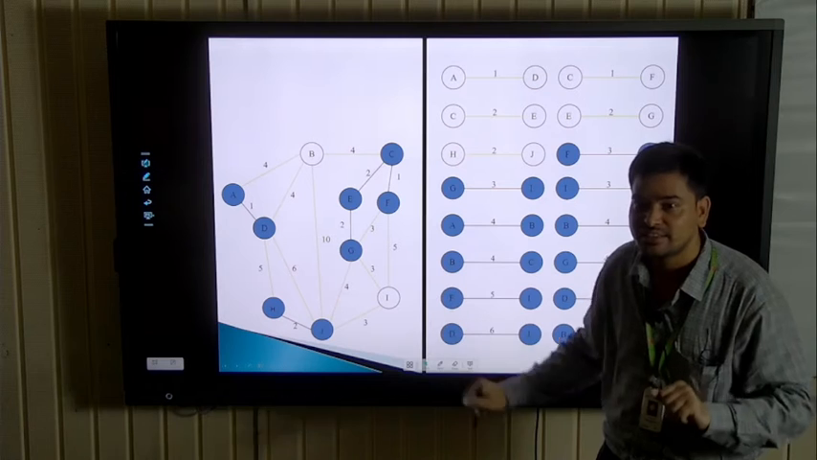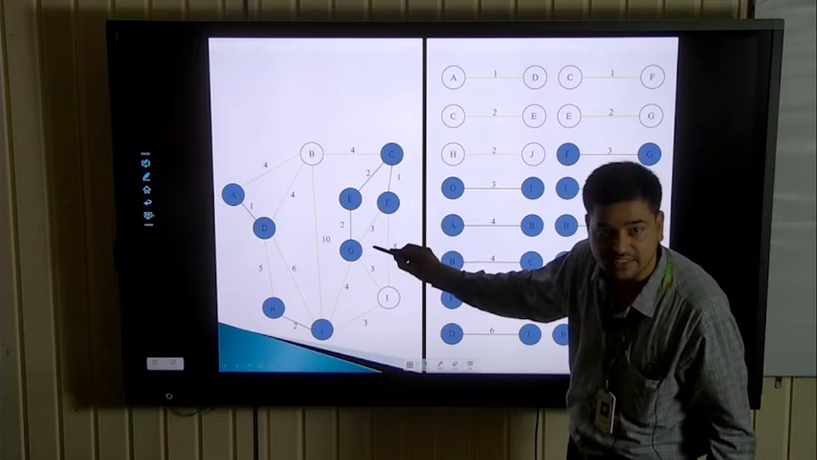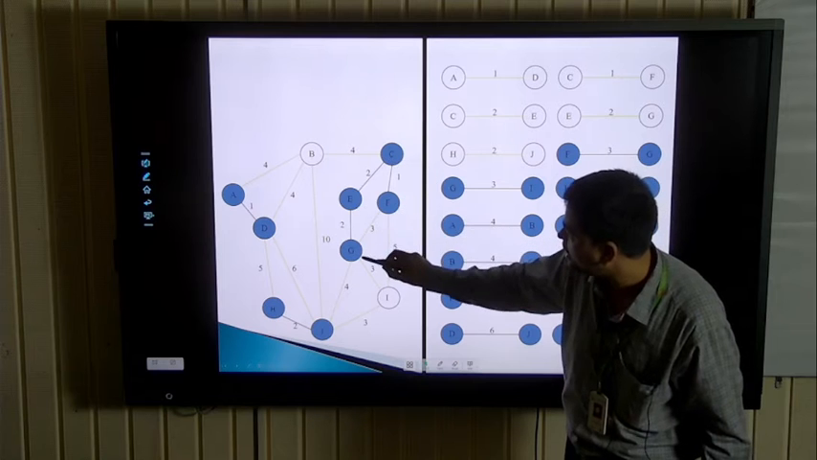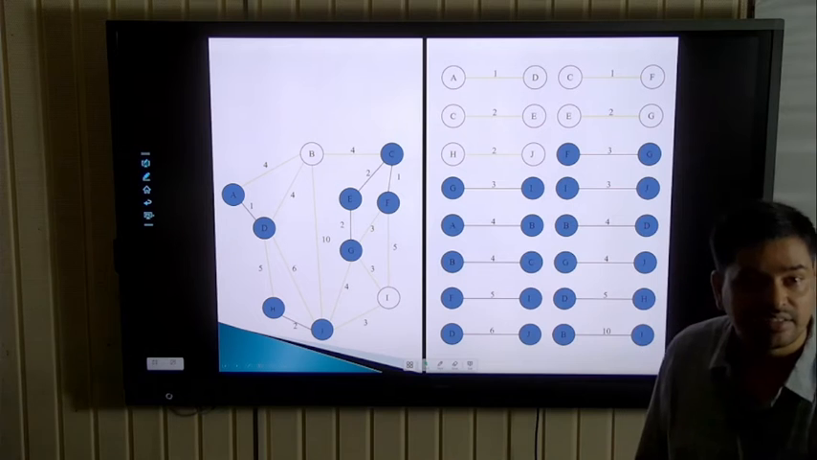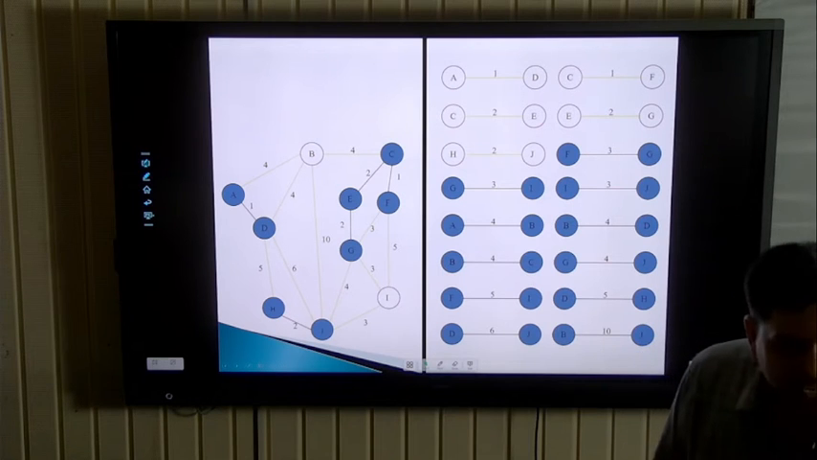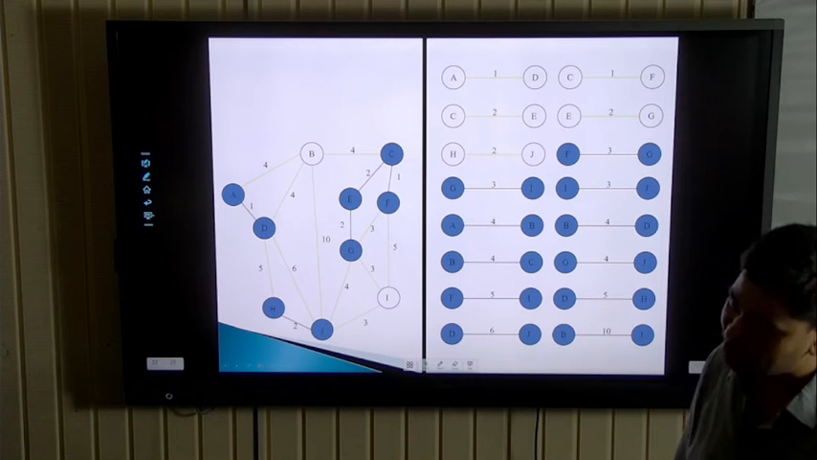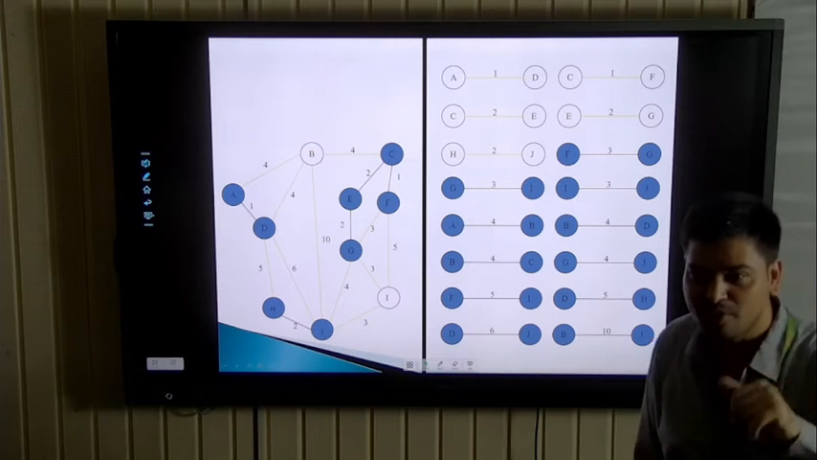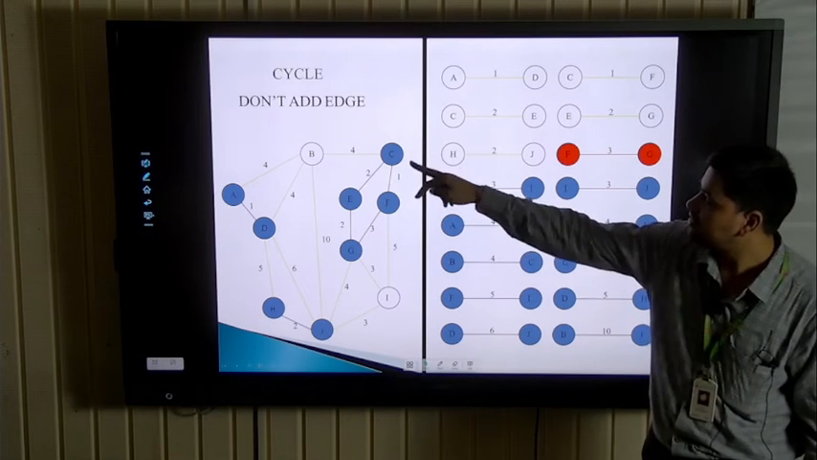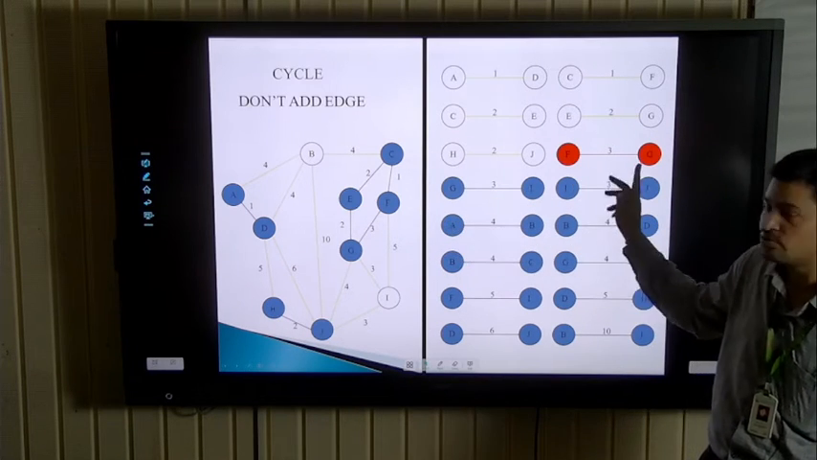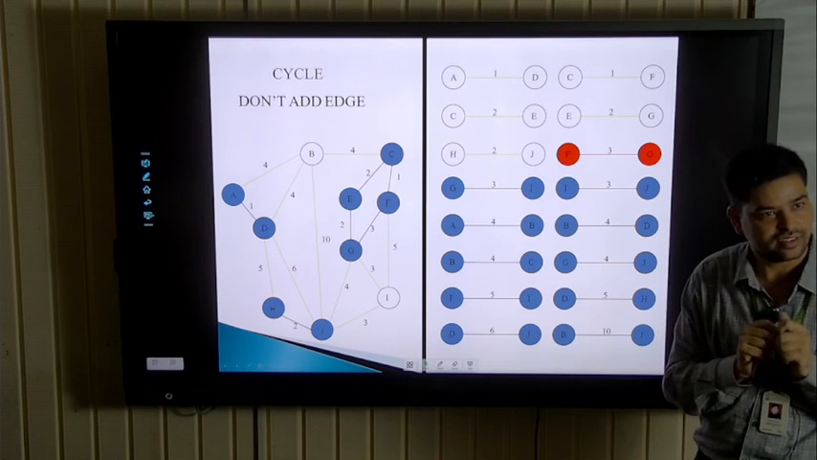Remove this edge, because if you add this edge, there is a graph C to E, E to G, G to F. So remove the edge. Who creates the cycle? Cycle. Because a cycle is created, then it is no longer a tree. Is it clear? Cycle, do not add the edge. So we remove this edge. Clear? We choose the next edge.